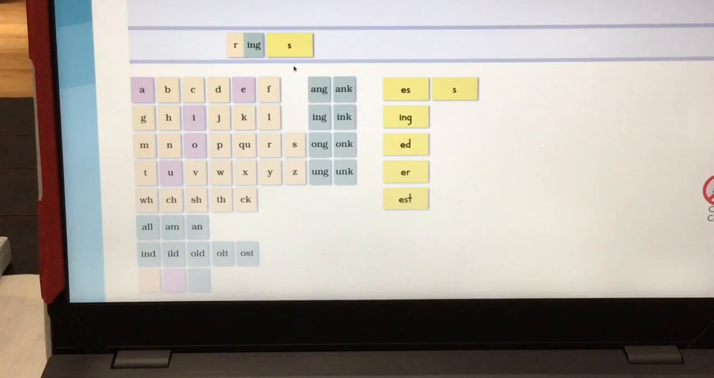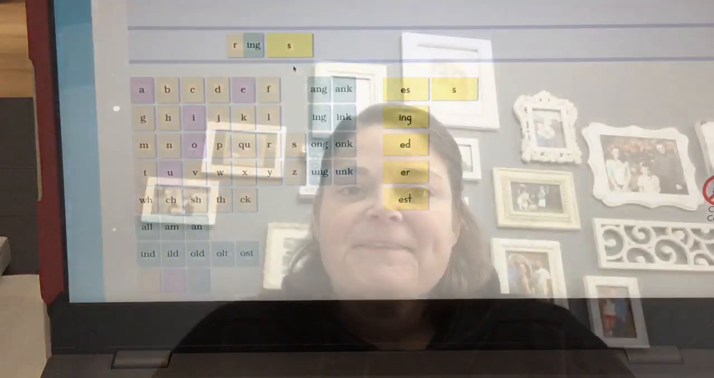But say the word rings. Rings. The last sound there doesn't sound like an S. When you have an S suffix at the end of a base word, it can sound like S or Z. Crazy, right? But totally true. Let's build some more words to check that out. Let's practice building a few different words and making them plural with that S suffix at the end.